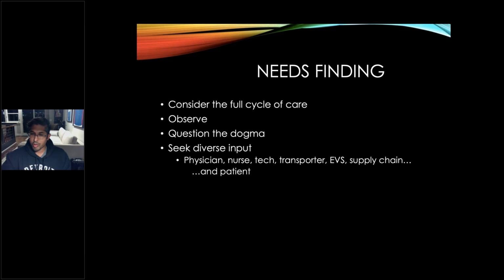Once you've completed the observation part of it, the next step is to actually question the dogma, question why they are doing certain things that way. And this is one area where I really think that you, with your fresh perspective, can be a lot more effective in biodesign than someone like myself. I may see a certain procedure and I think to myself, oh, well, I do X, Y, and Z, and this is what we do.